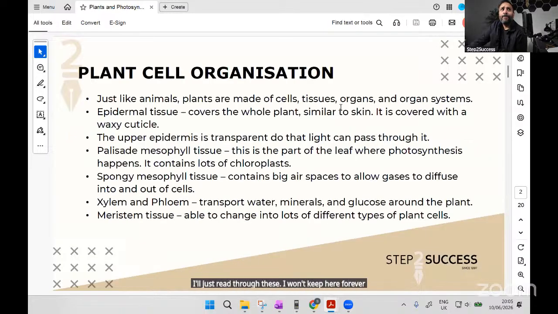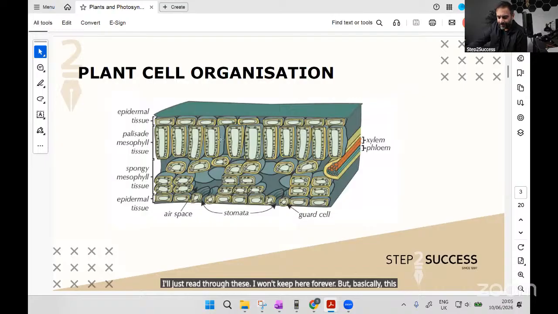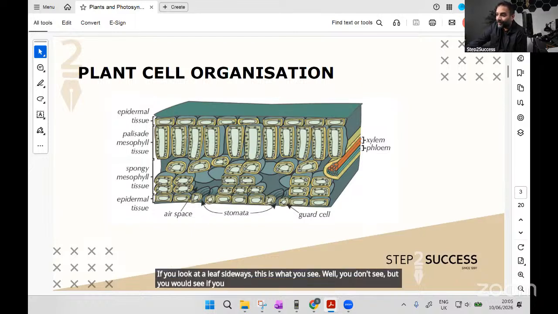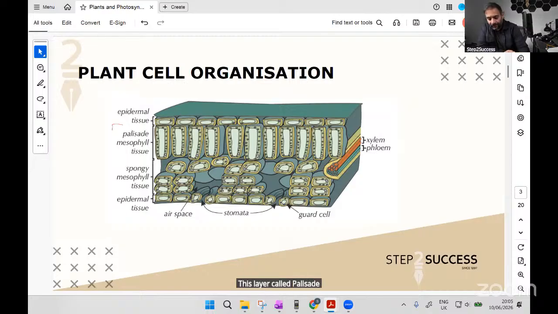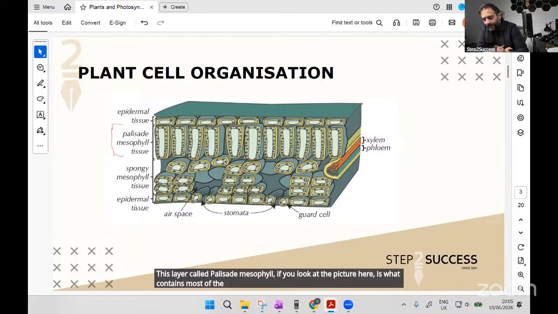Basically, this is important: if you look at a leaf sideways, this is what you see. Well, you don't see it, but you would if you had zoomed in on it. These are the different layers that you find in it. The important thing to recognize here is that this layer, called palisade mesophyll, contains most of the chloroplasts, which means the majority of the photosynthesis happens here, because chloroplasts are where photosynthesis happens.